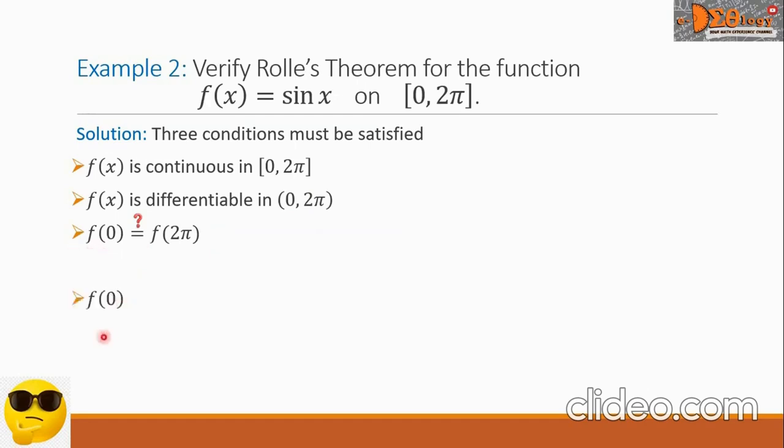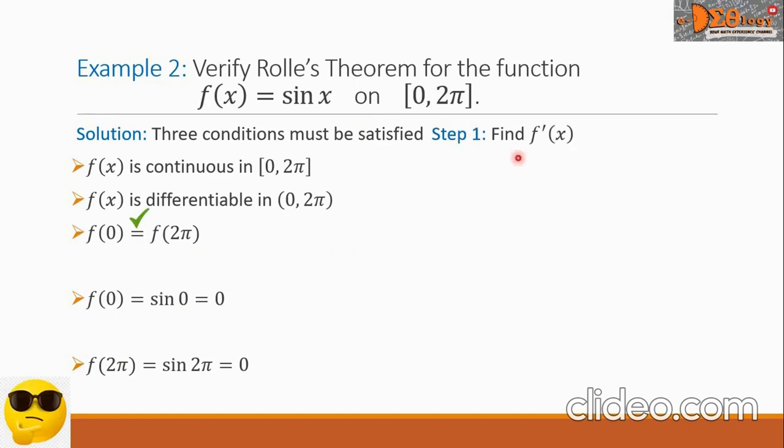Starting from f of 0, we have now sine 0, and the value here becomes 0. Next, for the f of 2 pi, we have now sine 2 pi. And this is equal to 0 also. We are able to show here that our f of 0 is equal to f of 2 pi. Now, the three conditions are satisfied. Let us now find the value of c.